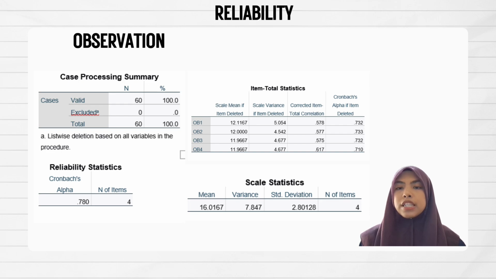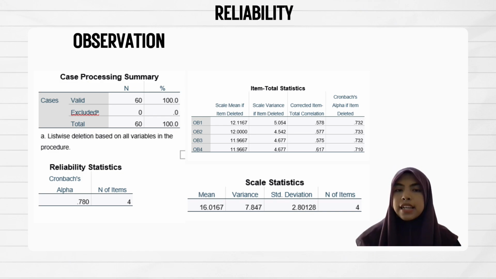The Cronbach's alpha is 0.780, which is acceptable since a value above 0.7 indicates good reliability. The reliability analysis confirms strong internal consistency, Cronbach's alpha 0.780, with all items contributing positively. OB4 has the strongest impact on reliability, correlation 0.617, while OB2 shows moderate relevance with a minimal effect if removed.